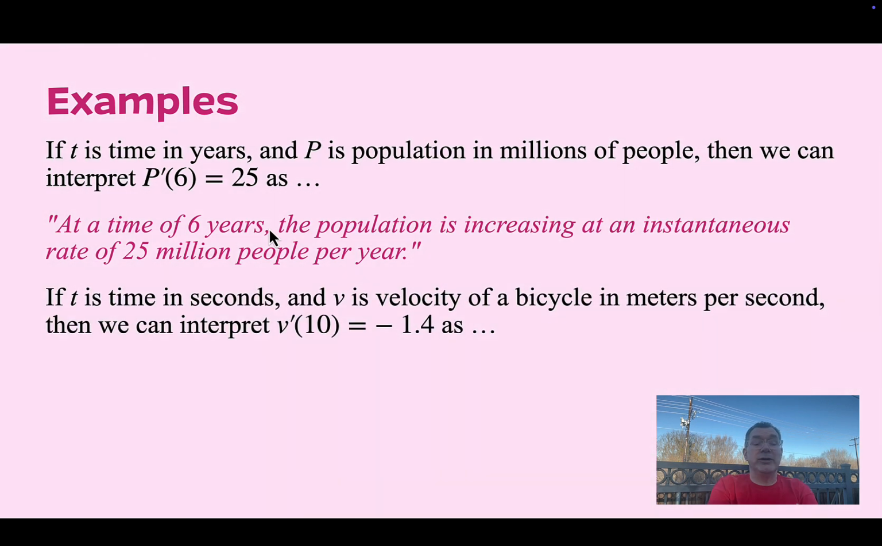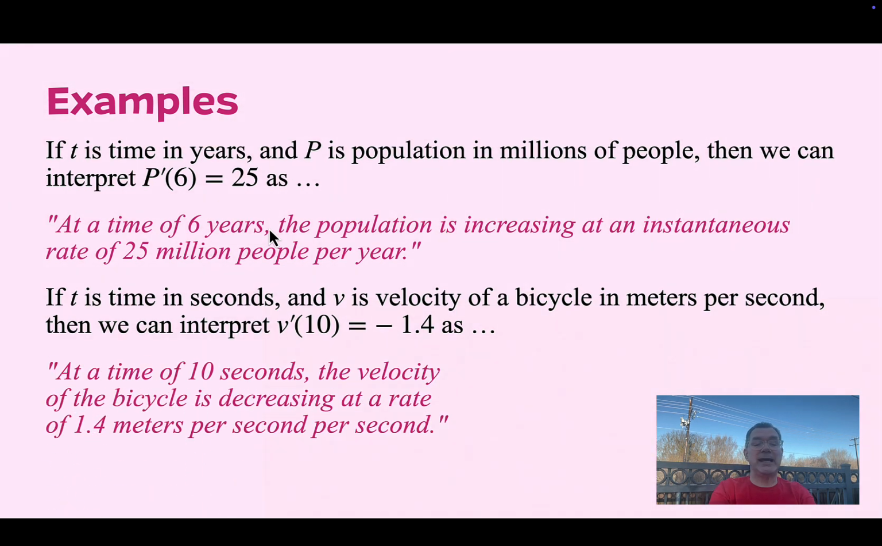Let's say that in another example, time is in seconds and the velocity of a bicycle is in meters per second. We can interpret that if we get an answer of v prime of 10 equals negative 1.4, we can interpret that answer as at a time of 10 seconds, the velocity of the bicycle is decreasing at a rate of 1.4 meters per second. So we don't include the negative as part of our number answer. We describe that as being a decrease.